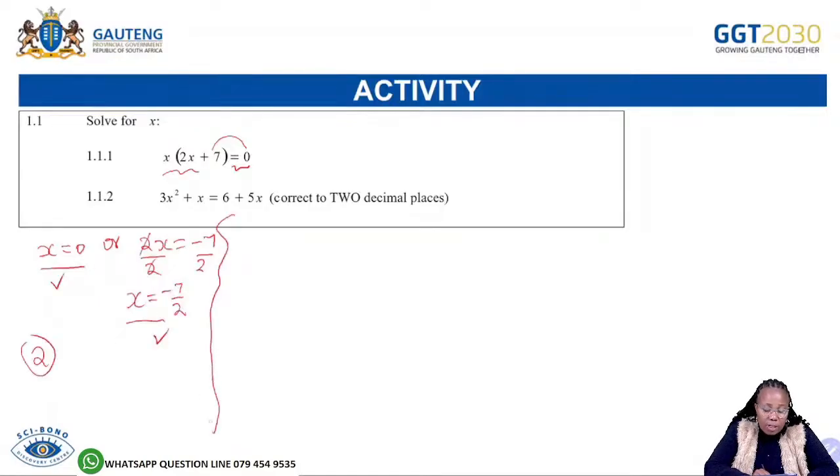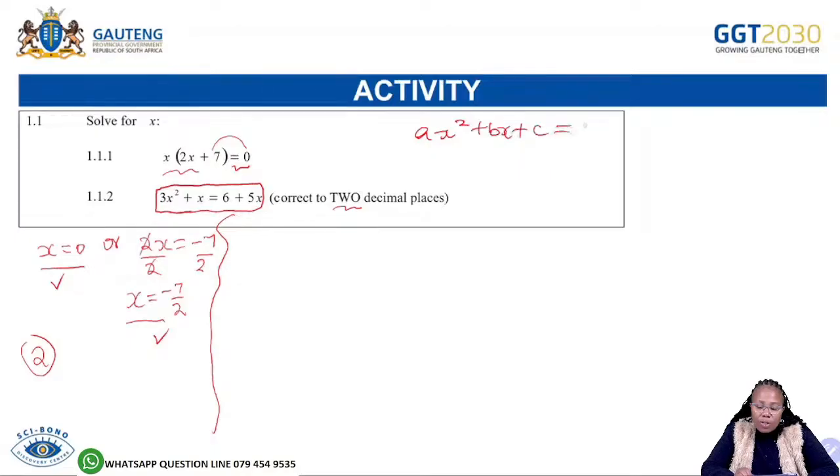And then with the second one, you have a message there: correct to 2 decimal places. That means this needs the quadratic formula. It is already calling for the quadratic formula, right? And now look at the equation. This must be in the format ax squared plus bx plus c equals 0.